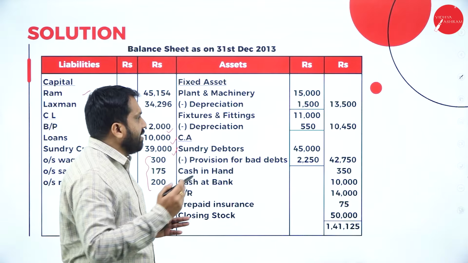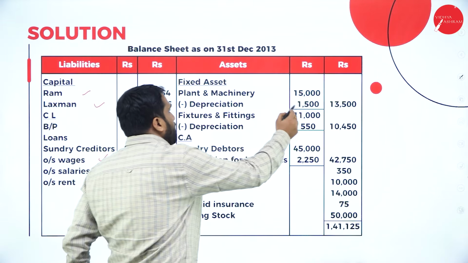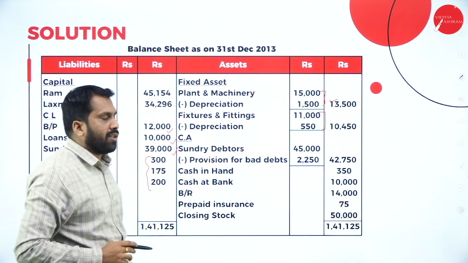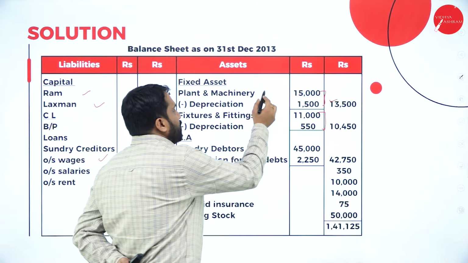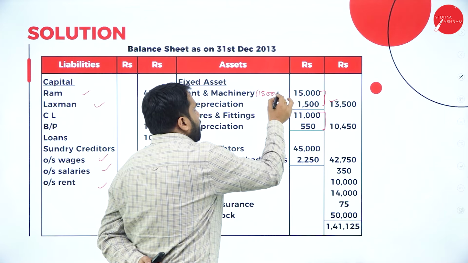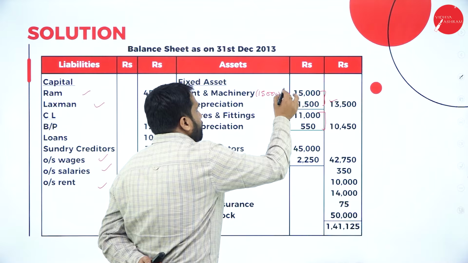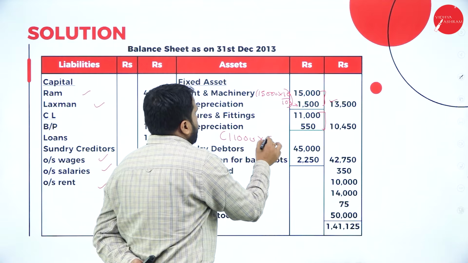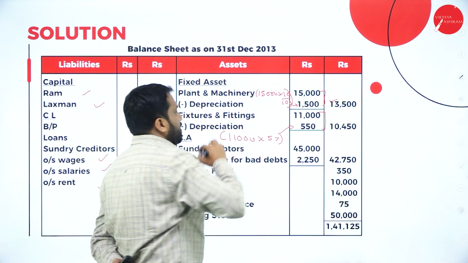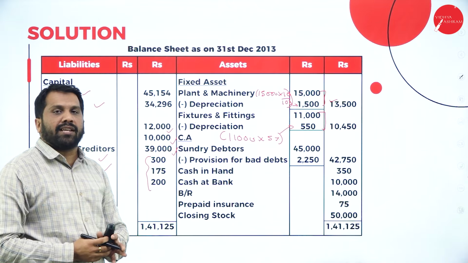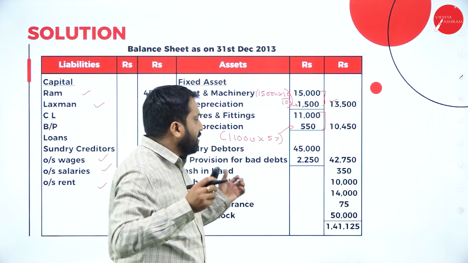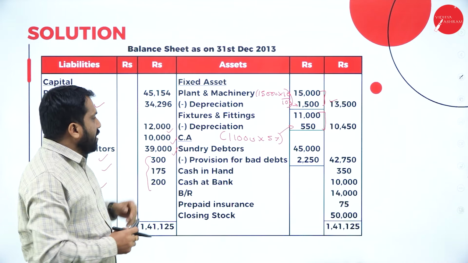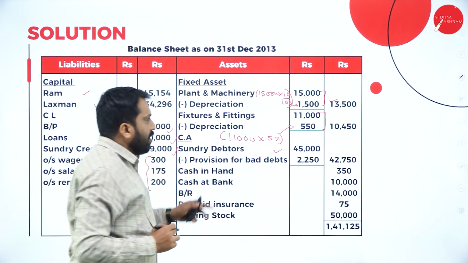Now come to assets. On the asset side, we have plant and machinery minus depreciation. Furniture and fixture minus depreciation. They have already given the percentage. 15,000 into 10%, 1,500. Fixture 11,000 into 5%, it is 550. Where the percentages are given, which are given in adjustment.